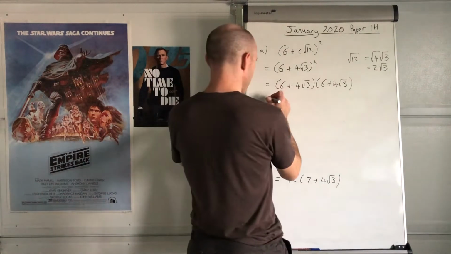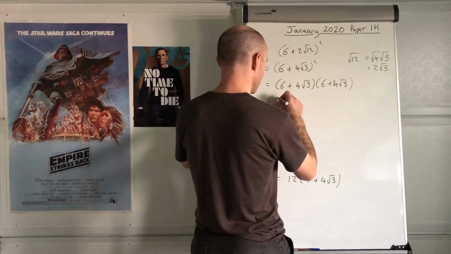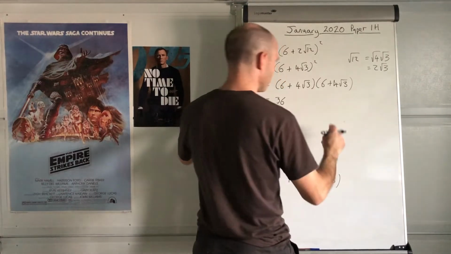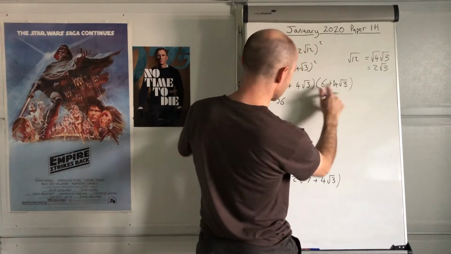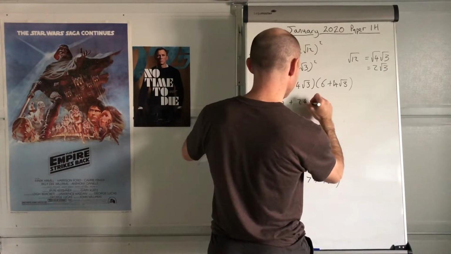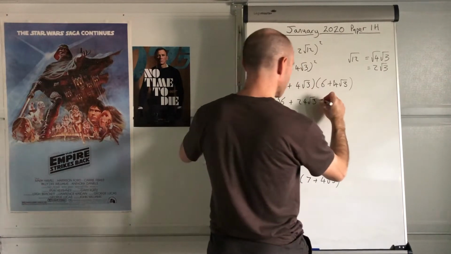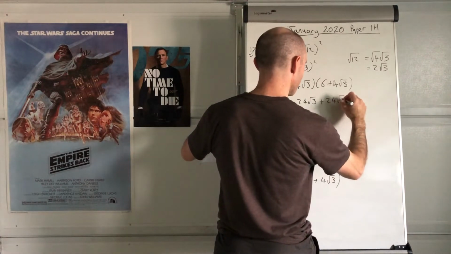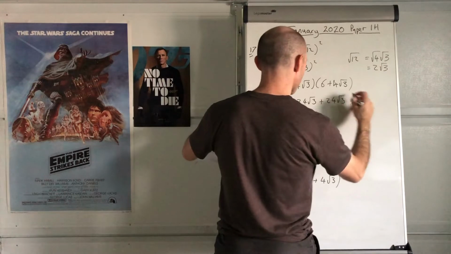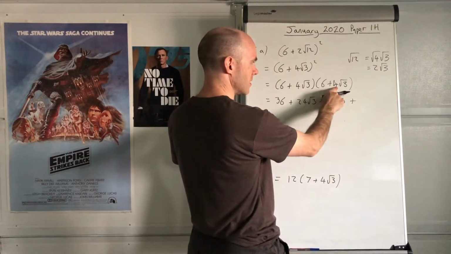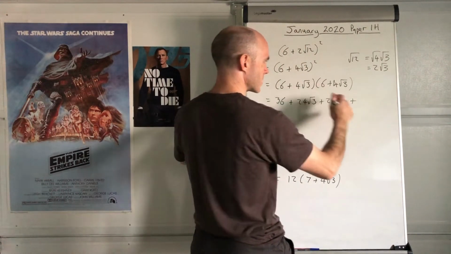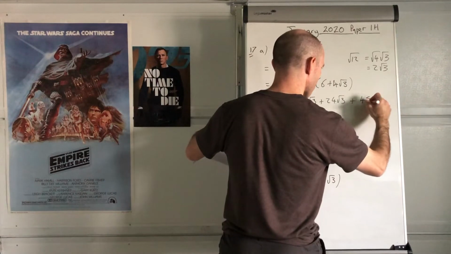And then we just do it. 6 times 6 is 36. Then you've got that times that, which is 24 root 3. And that times that again, which is another 24 root 3. And then that times that, which is 4 times 4, 16, root 3 times root 3, 3. 16 times 3, 48.